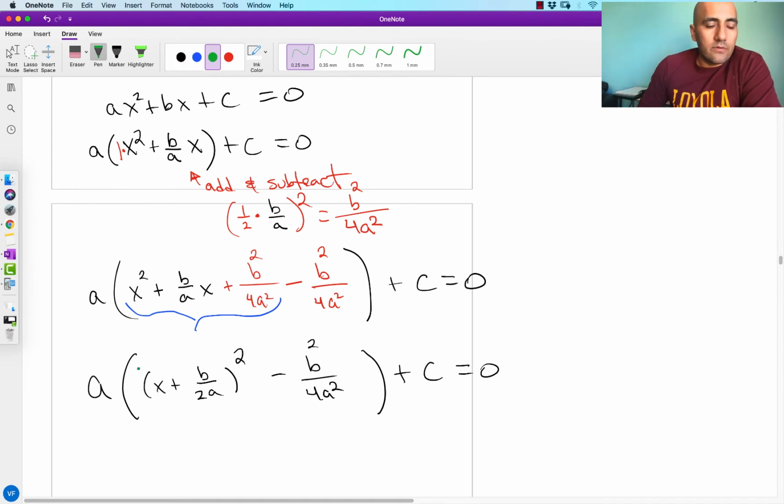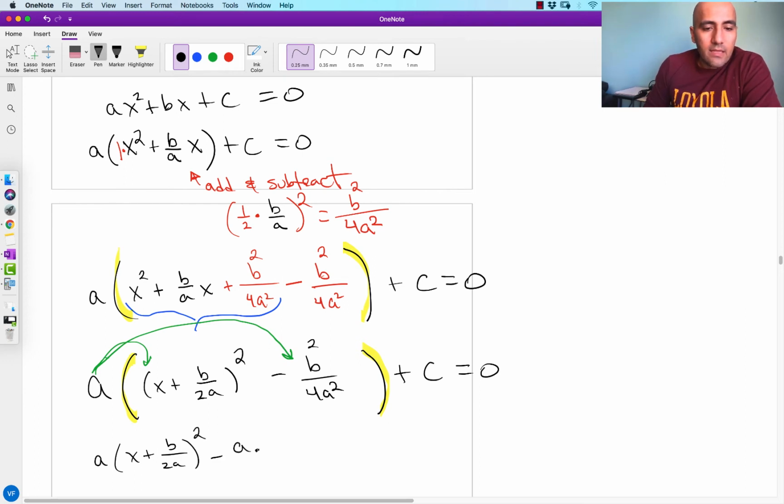The next thing I want to do is to get rid of these parentheses, right? So I have these parentheses here. It's a times all of that. So a times all of this, and to get rid of those parentheses, I'm going to have to distribute this a. So it'll be a times this quantity, and then a times that quantity. So I'm going to go ahead and distribute it, and I'll get a parentheses x plus b over 2a squared minus a times b squared over 4a squared plus c equals 0.